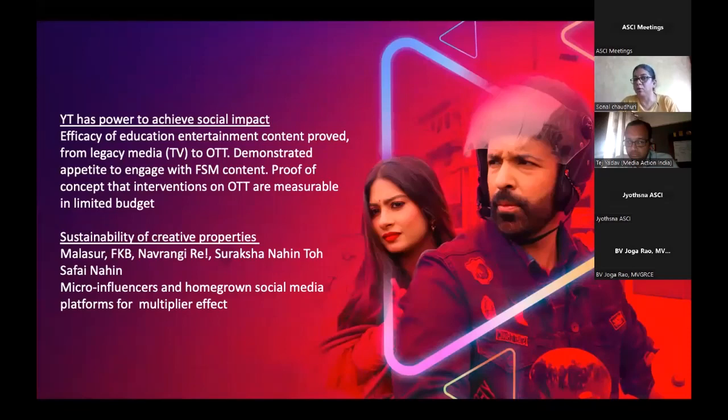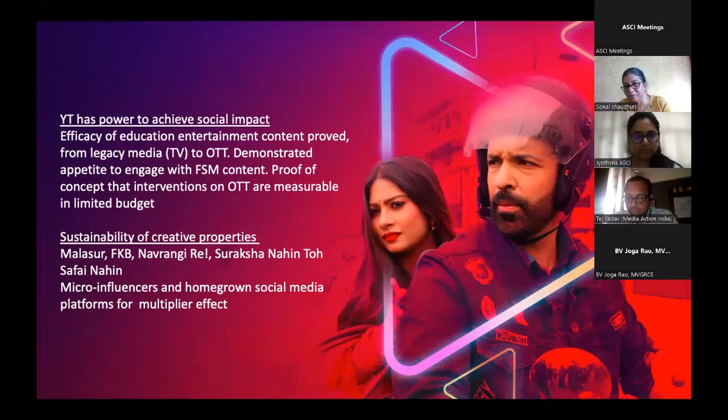And we engaged micro influencers. Another learning from Malasur which we took forward is to have multiple touch points. So we engaged with Plug TV, who I believe are the next speakers, and engaged micro influencers and homegrown social media platforms for the multiplier effect. So these we not only learned, but we also proved whether or not our intervention has created impact. And this is our entire process of research within the SPCC framework.